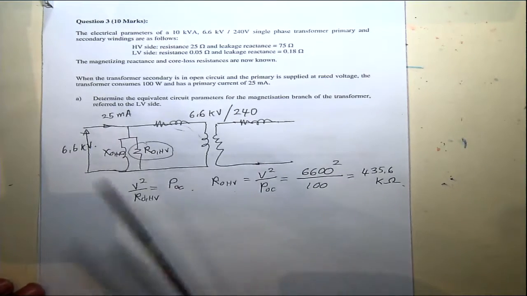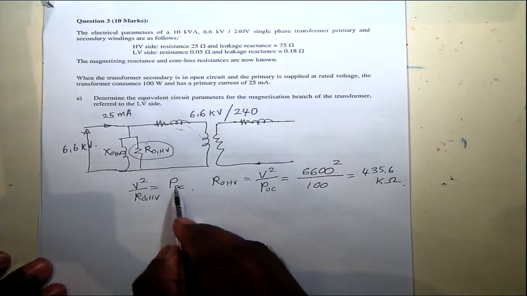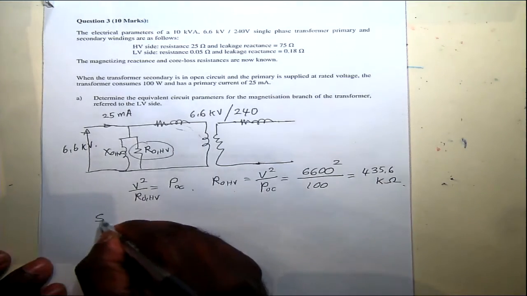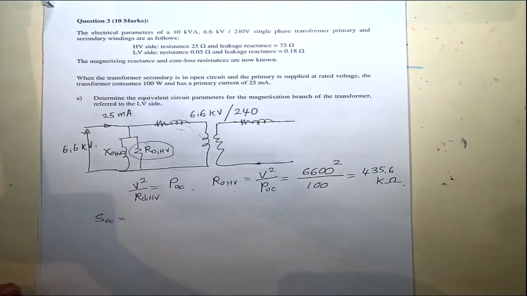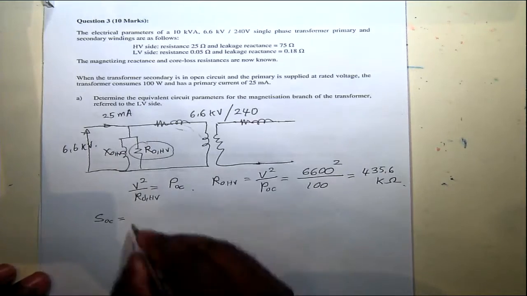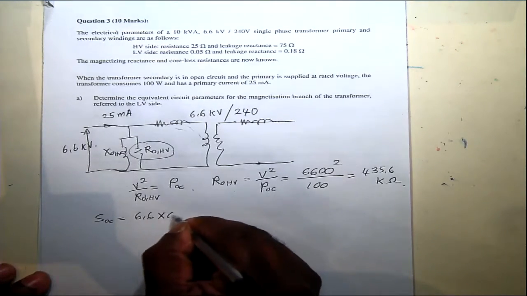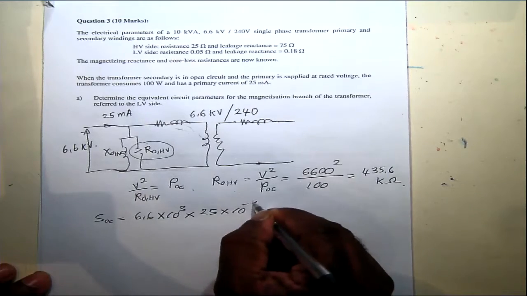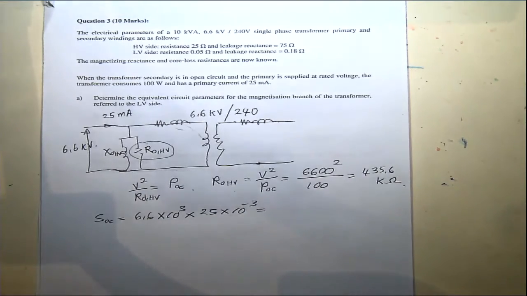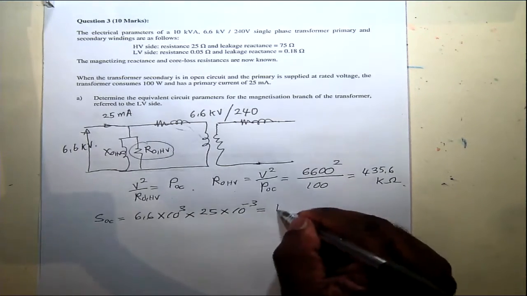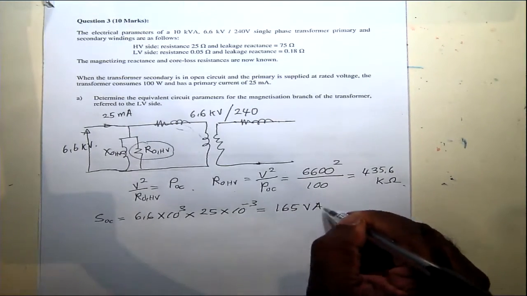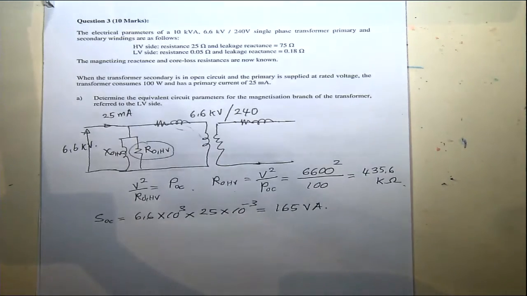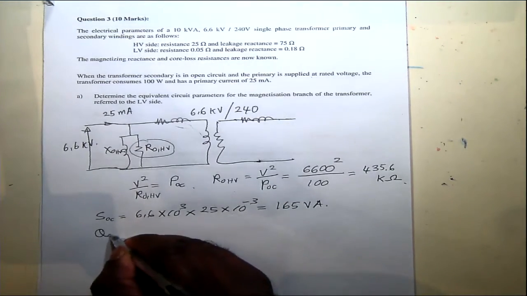To find the reactance, we need to figure out the reactive power. The apparent power for this test, let's say S open circuit, will be the voltage times the current. So that's 6.6 times 10 to the power 3 and 25 milliamperes, that's 10 to the power minus 3. So 6.6 times 25 is 165 volt amperes. That's the apparent power.